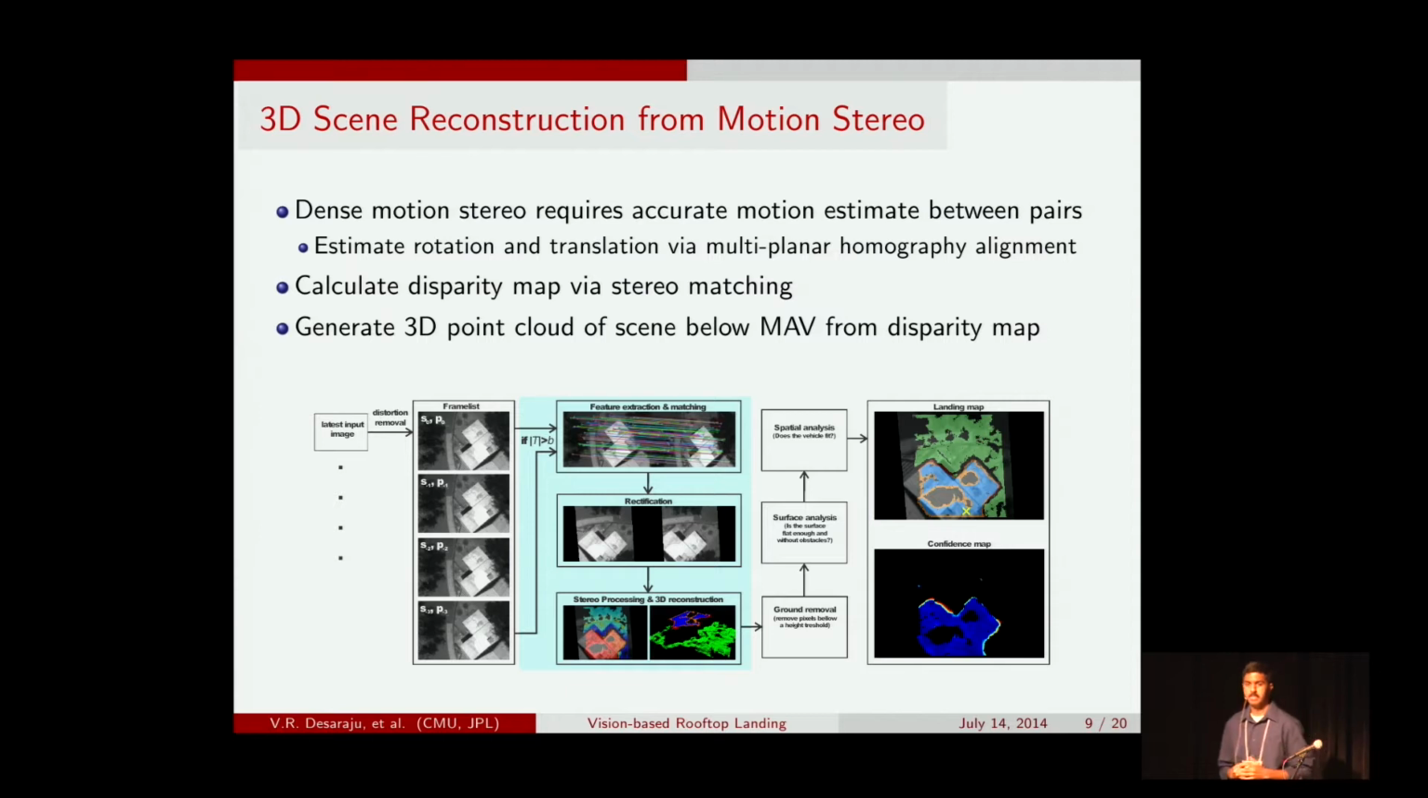However, to actually do dense motion stereo, we need a much more accurate estimate of the motion between these pairs of images. To do this, we estimate the rotation and translation between the pair of images using a multiplanar homography approach. Once we have this estimate, we can calculate the disparity map using standard stereo matching techniques. From that, we can generate a 3D point cloud of the scene being observed by the vehicle as it flies. This is illustrated by this image down at the bottom here.